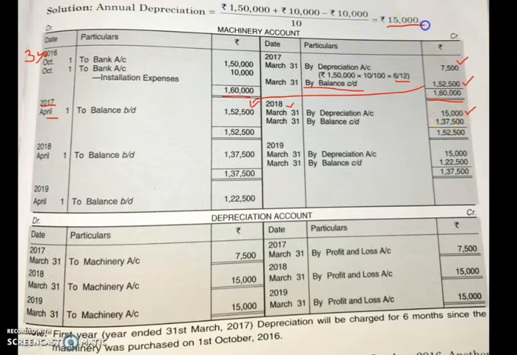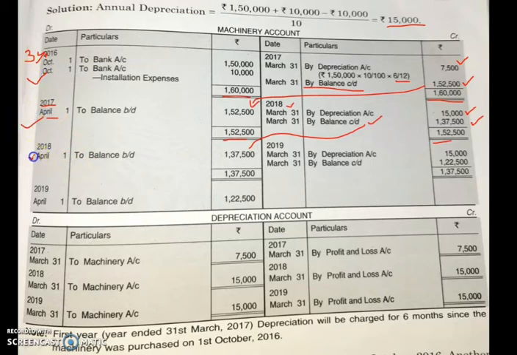You know annual depreciation is 15,000. So that is how you got this amount. Okay, so again 15,000 you wrote. Again you will make total of both the side. You will get 1,52,500 on both side, and the difference between this, that is 1,52,500 minus 15,000, you will get an amount of 1,37,500. That will be by balance carried down. Again the next financial year. Okay, so first year is over, second year is over.